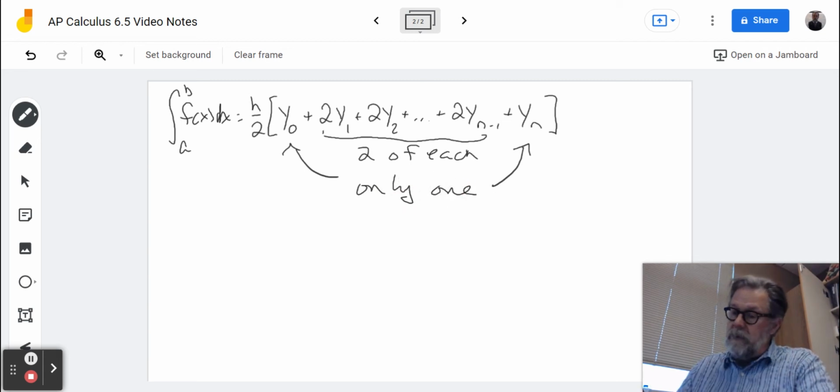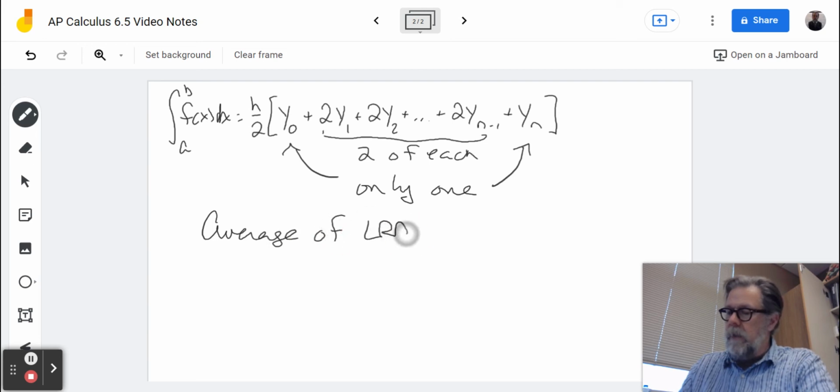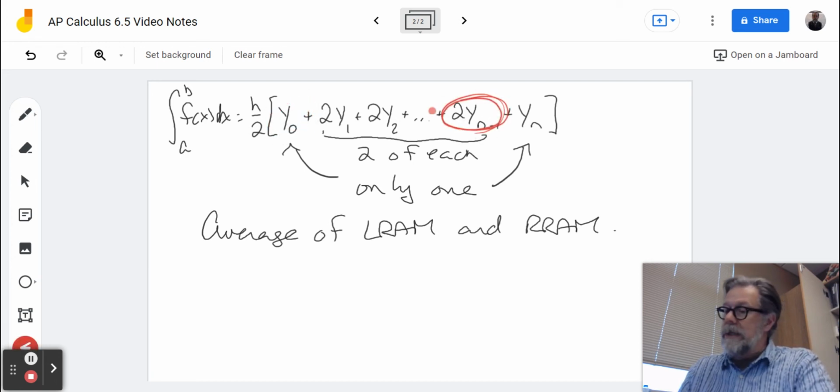And it turns out, we could do a little bit of fiddling around, but this is the average of LRAM, the left rectangular, and RRAM, the right rectangular. LRAM is going to start with y sub 0, and it's only going to go to y sub n minus 1. RRAM is going to start at y sub 1, and it's going to go all the way to y sub n, which means I've got 2 of each of the things in the middle, plus the LRAM endpoint, the RRAM endpoint, divided all by 2. We get that average.